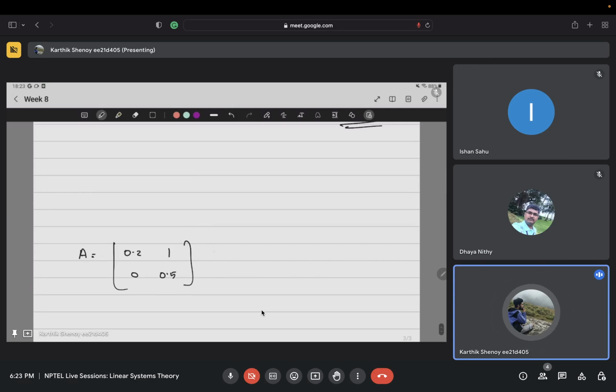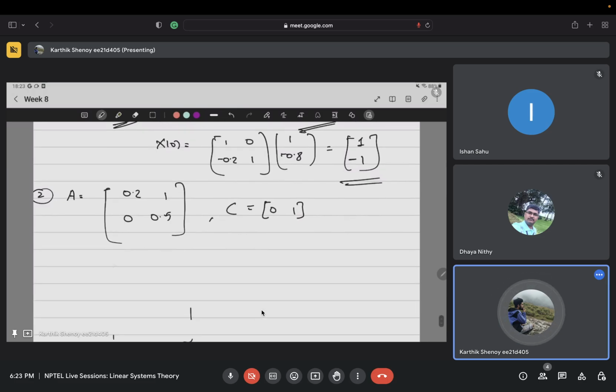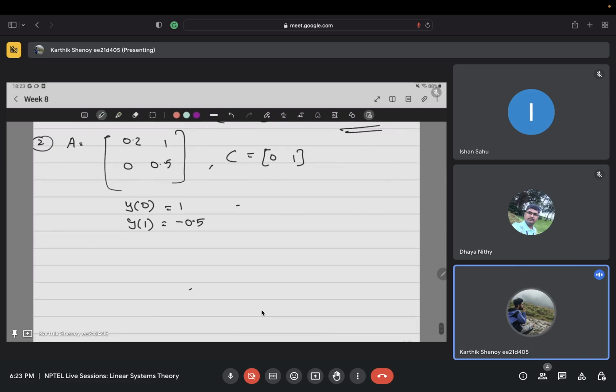Now let's take a different sensor. I'll write this again, where your A matrix remains the same, [0, 1; 0, 0.5], and the C matrix I am taking as the other state, [0, 1]. Now let's use the same logic. I find y of 0 to be 1 and y of 1 to be minus 0.5. That's what I got from using this sensor.